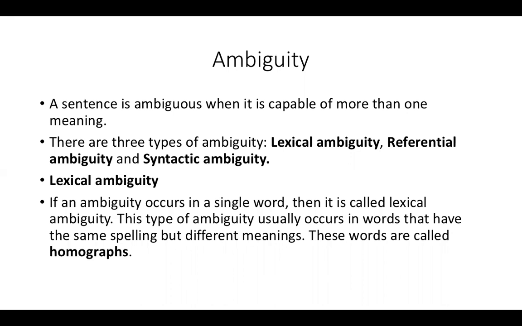Now, lexical ambiguity. If an ambiguity occurs in a single word, then it is called lexical ambiguity. This type of ambiguity usually occurs in words that have the same spelling, but different meanings. These words are called homographs. When a single word has the same spelling, but different meanings, that word is called a homograph.